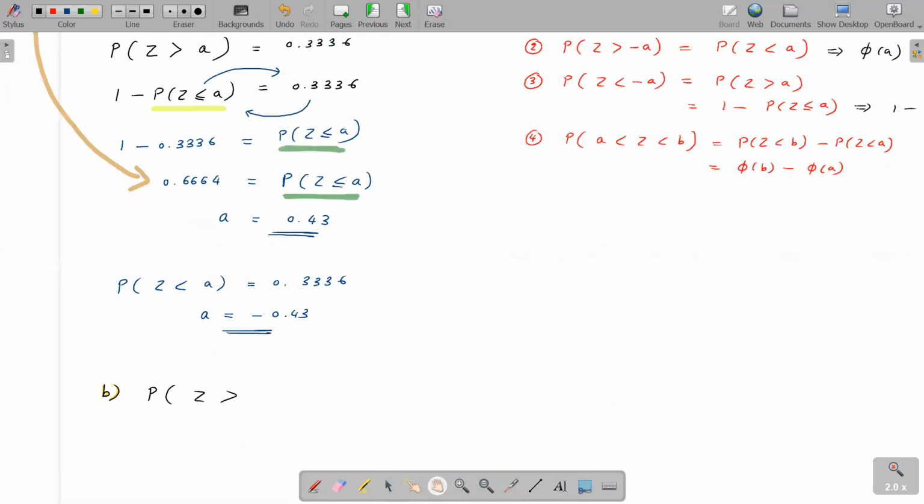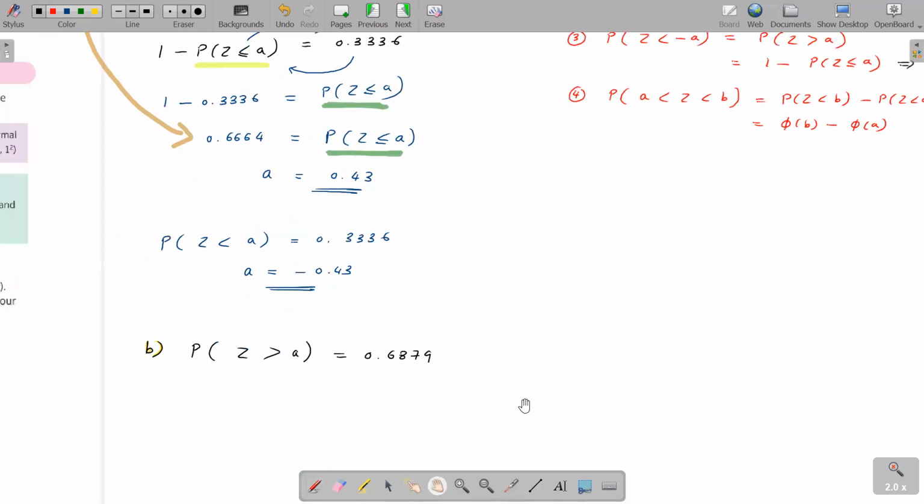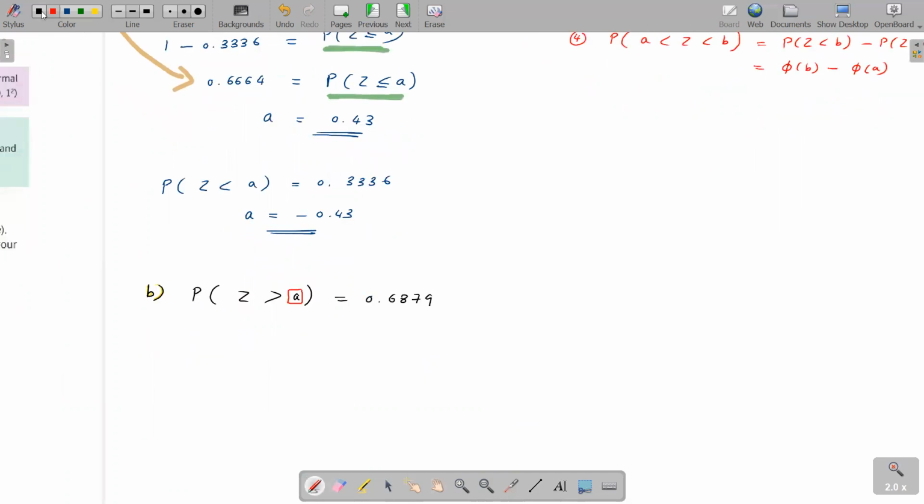Z greater than A, 0.6879. So what's the first thing I told you to do? The first thing to do here is determine whether A is positive or negative. Determine whether your A is positive or negative. How do you determine that? By looking at the inequality and looking at the probability value. Check whether the probability value is more than half or less than half.